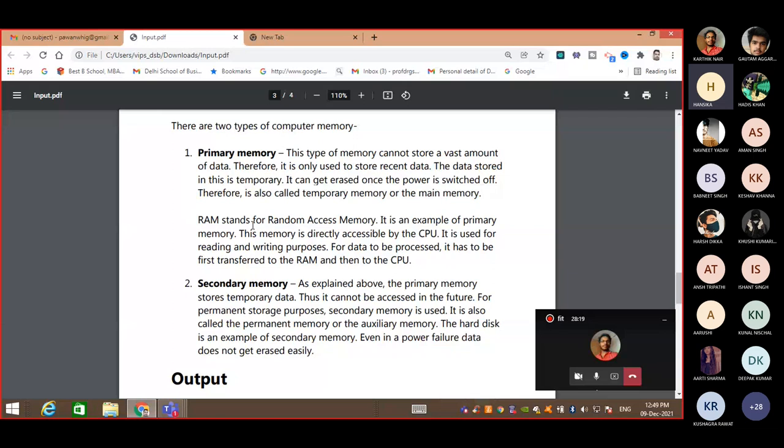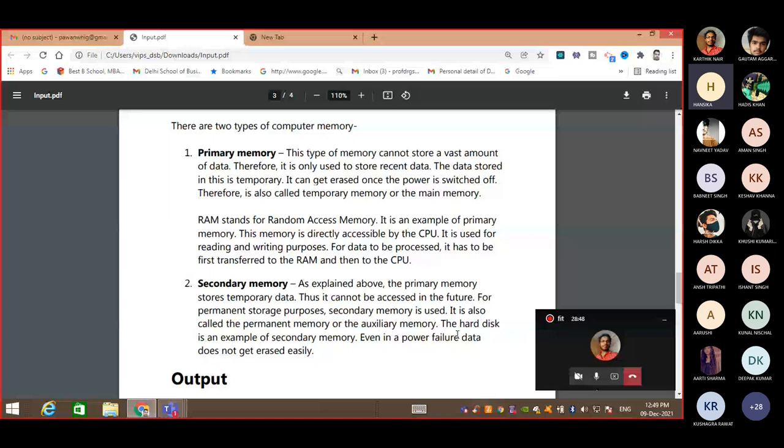And what are secondary memories? Secondary memories are the memories which are used for permanent storage purposes, and they are also called auxiliary memories. Your hard disk is an example of secondary memory. Let us suppose there is a power failure, the data does not get erased, it is stored in the hard disk. So this is how primary memory and secondary memory are different from each other.